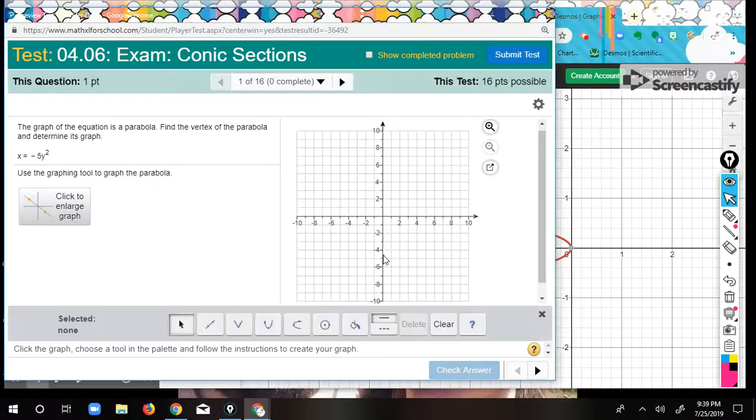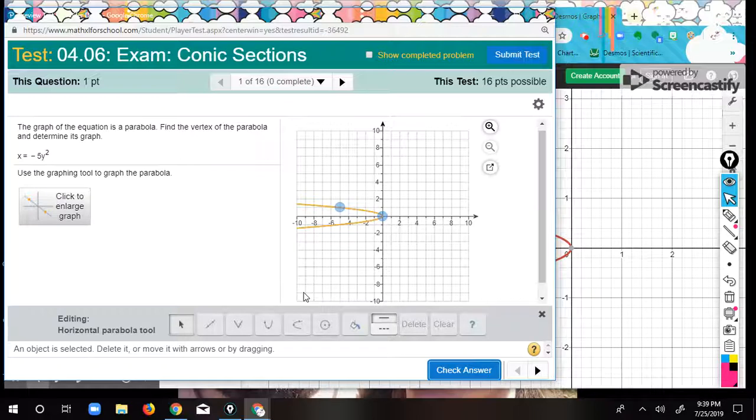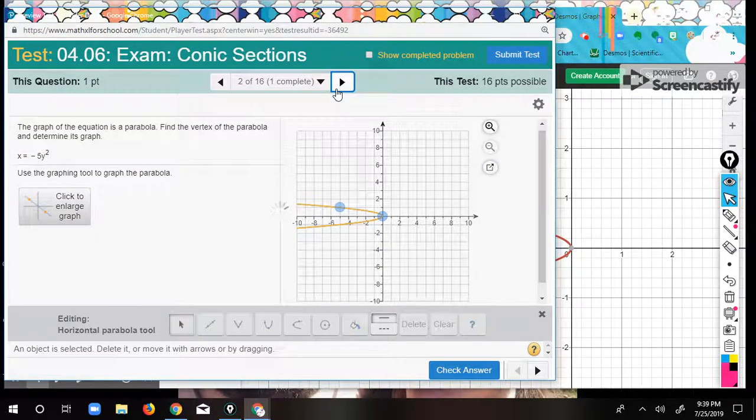So that's where I'm going to put my graph. 0, 0, negative 5, 1. Check answer. Yay, it's correct. Okay. Then we go to. Oh, wait, I don't need to do that. We go to number 3.